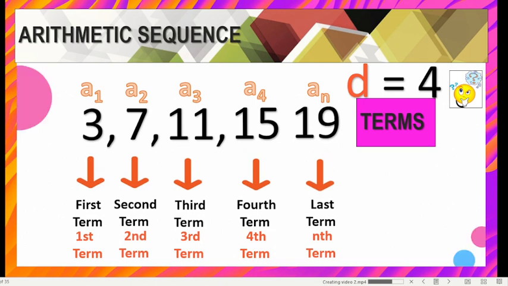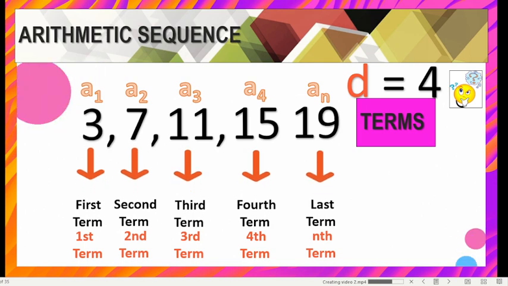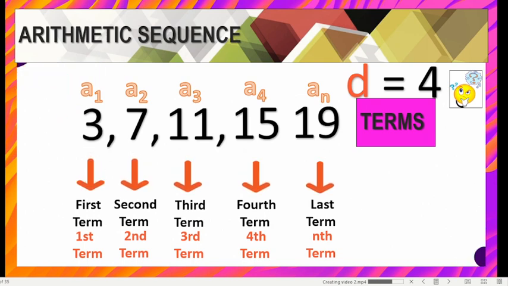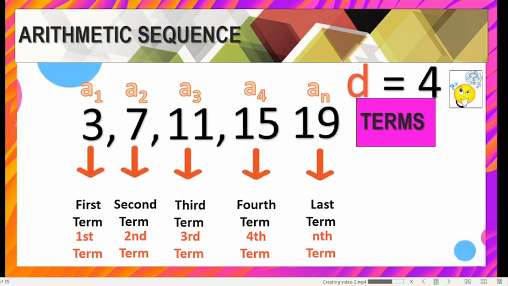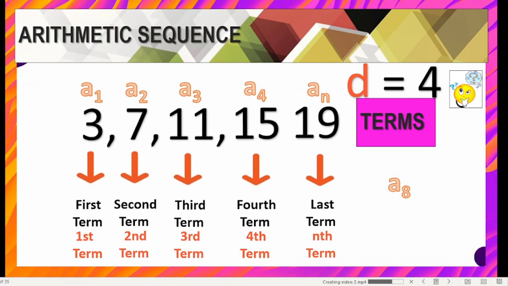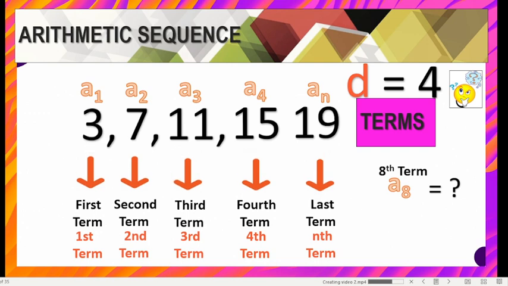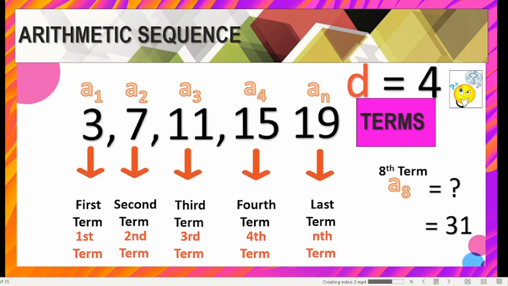And they are usually denoted by a sub 1, a sub 2, a sub 3, a sub 4, and a sub 5. What about a sub 8, or the 8th term? Yes, that is 31.